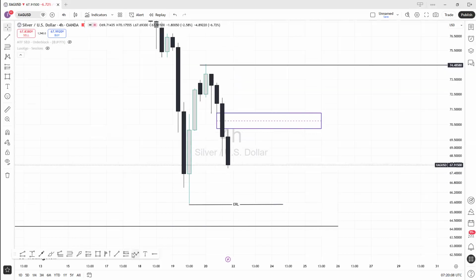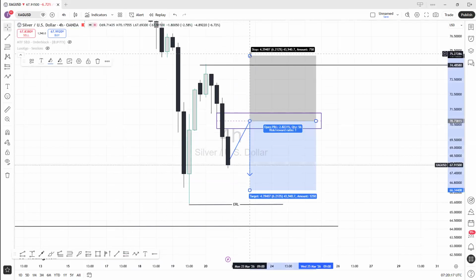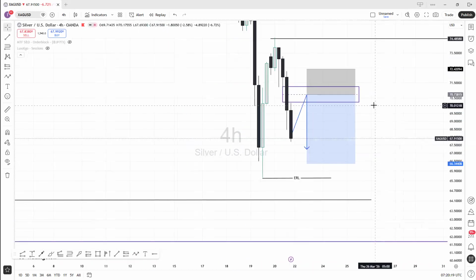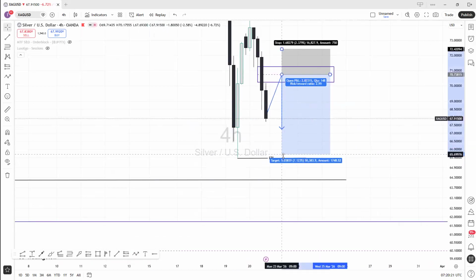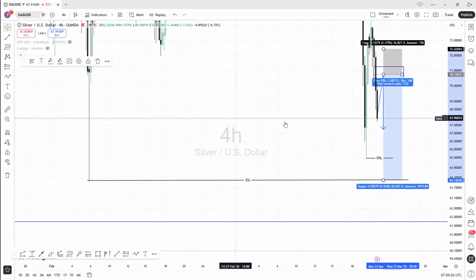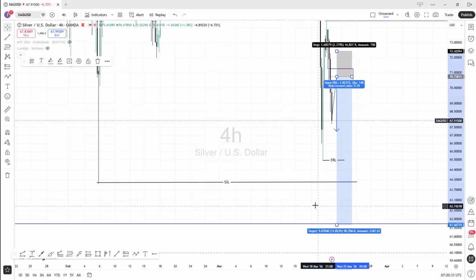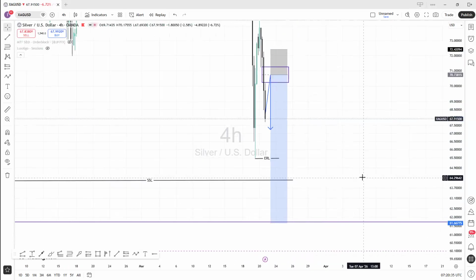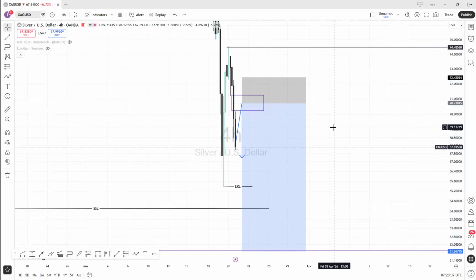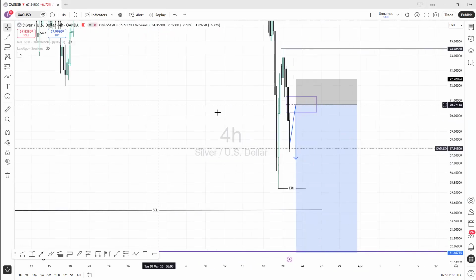Expecting next week price may create a pullback to that imbalance, and then you can find a short position from that imbalance with confirmation. Then TP number 1 will be here. TP number 2 will be on that liquidity on the high time frame. And finally, if it succeeds to drop, TP around that area. Okay? So that is it on silver.